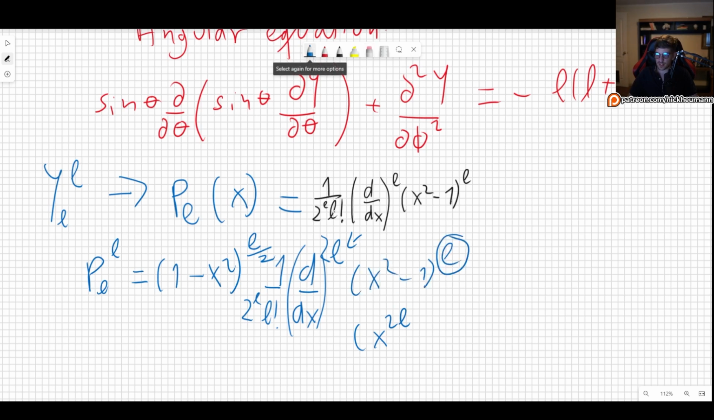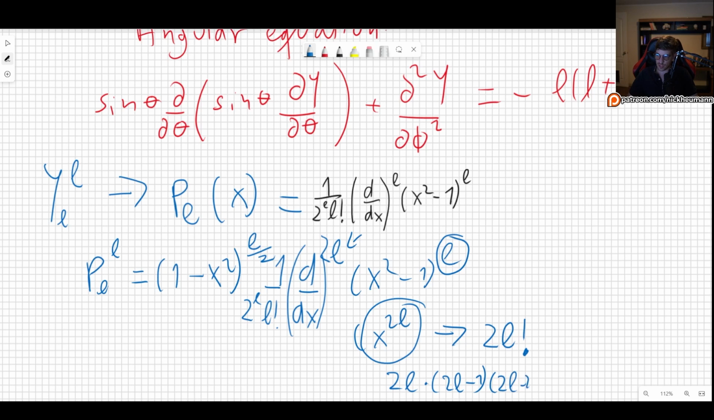So after you take 2L derivatives, you only have this one term, and what do you get? You get (2L) factorial. Why? Because after one derivative, you multiply by 2L. After another derivative, you multiply by 2L minus 1. After the next one, 2L minus 2, then 2L minus 3, and so on, all the way down to the last one. Actually, it should be 2L minus 1 before that, but you get the point. This thing right here will simply be (2L) factorial.